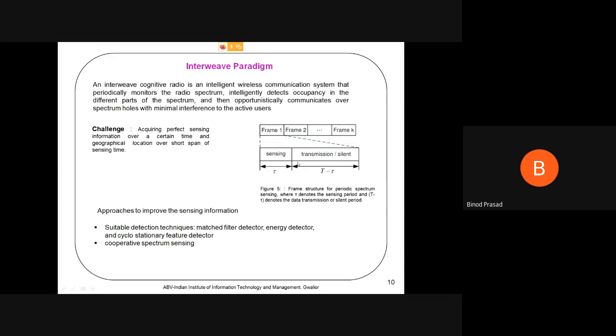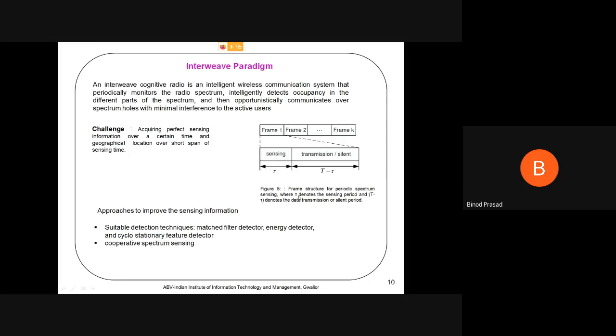Obviously, if you sense for more time, the performance will be better, because if one is observing a given band for a long time to see whether somebody is there or not, it can sense more accurately. But at the same time, it has a reduced transmit time, and that reduces its throughput. So how to improve this spectrum sensing? That is one of the challenges.